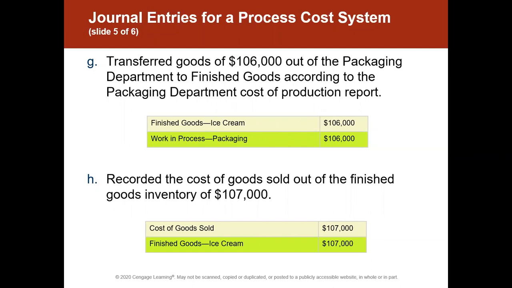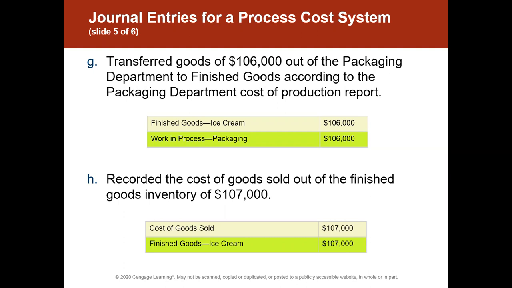Then we're adding costs. We already did the materials, we're adding labor, and we're adding overhead. And when it gets finished, we're moving that over to packaging. And then we're adding more materials, more labor, more overhead. And when that's finished, we're moving that over to another asset account called finished goods. So that's all that's really happening here.